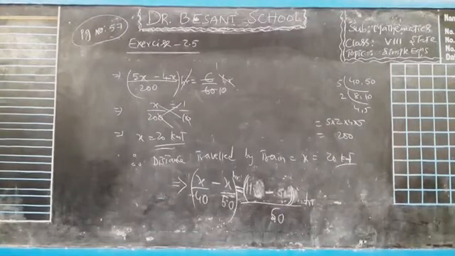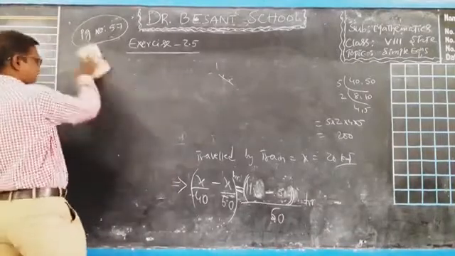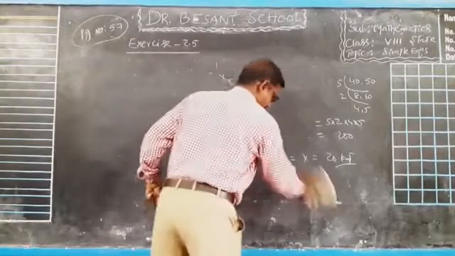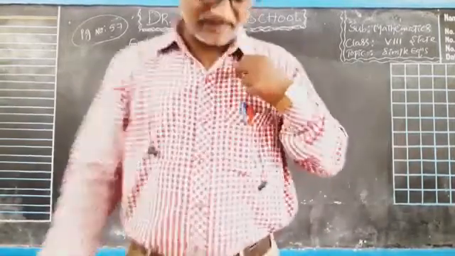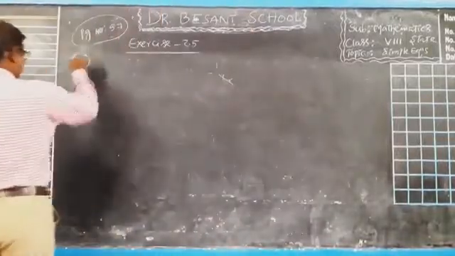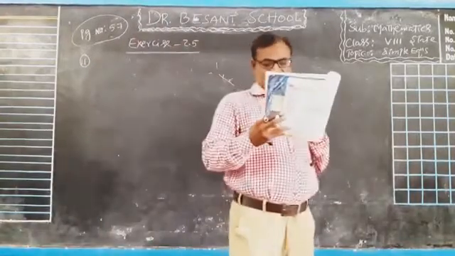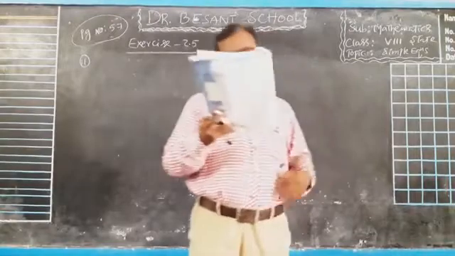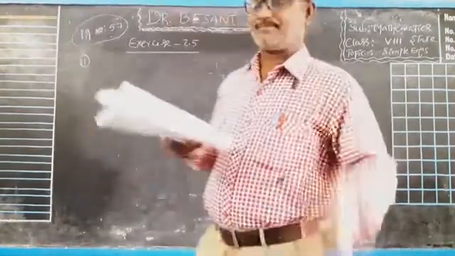Okay children, let me continue this exercise 2.5 with the next problem. Verify, children. This is question number 11. 1/4 of a herd of deer has gone to the forest. 1/3 of the total number is grazing in a field, and the remaining 15 are drinking water on the bank of a river. Find the total number of deer.